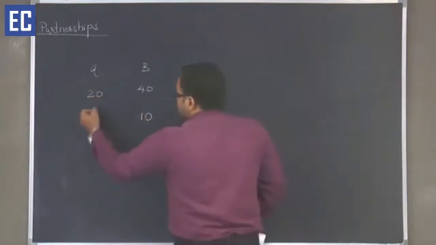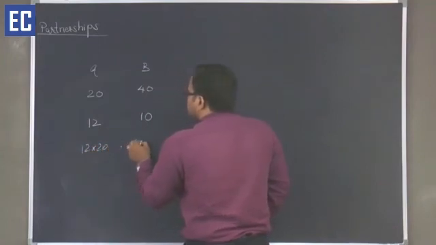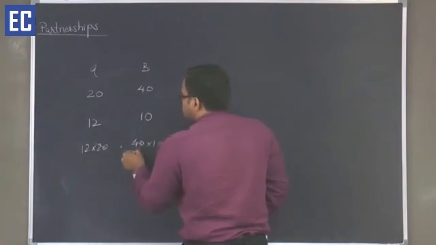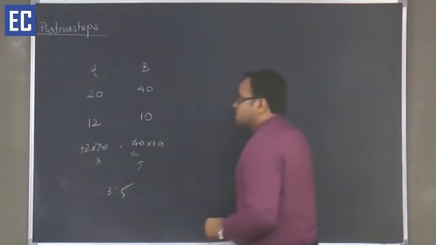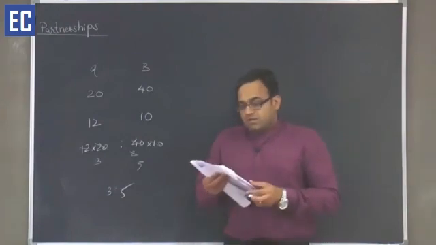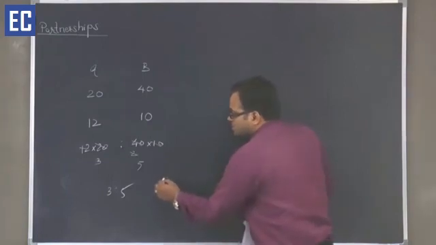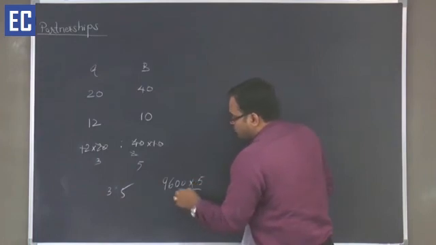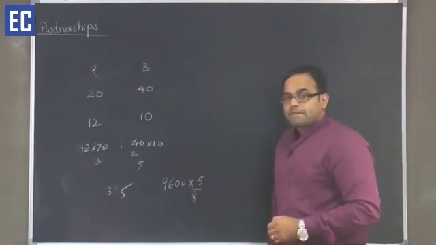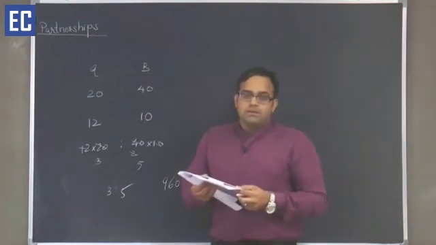So the ratio will be 12 into 20 is to 40 into 10. 2 2s are 4, and this becomes 20. 4 5s are 20, 4 3s are 12. So 3:5 is the ratio in which their profit shall be divided. We have been asked to find the share of B. Total profit is 9600. So out of this 9600, B's share is 5/8. So 5 upon 8, 12 8s are 96, 12 5s are 60. 6000 will be the share of B.